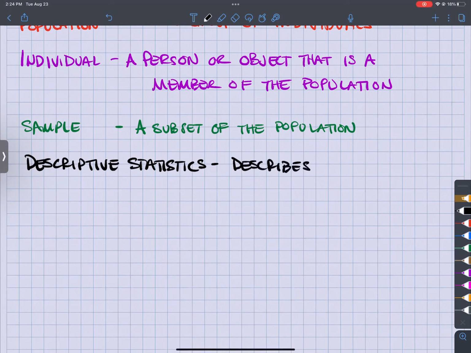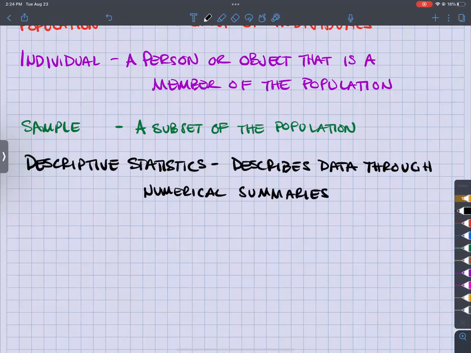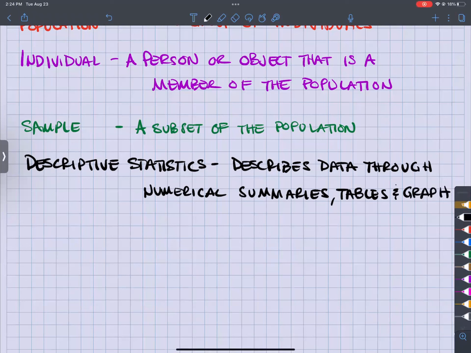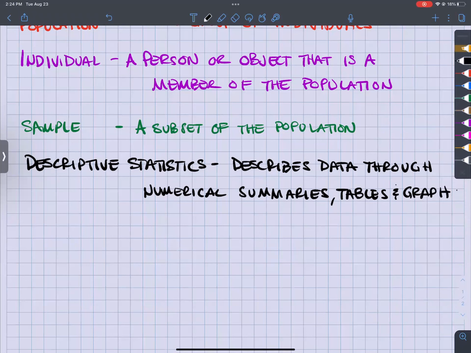Descriptive statistics: describes data through numerical summaries, tables, and graphs.